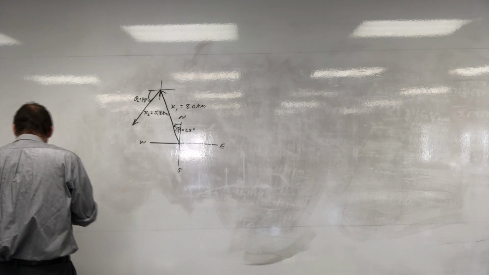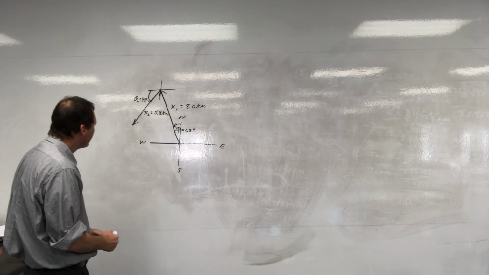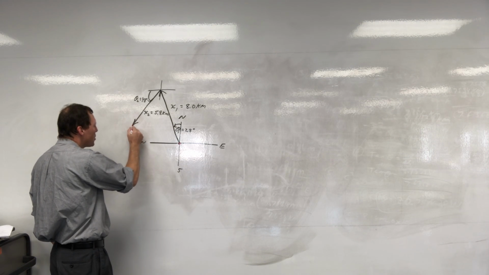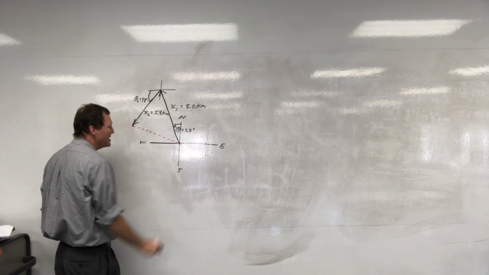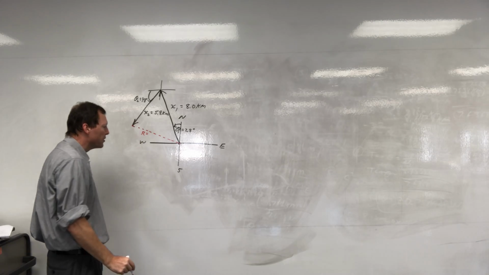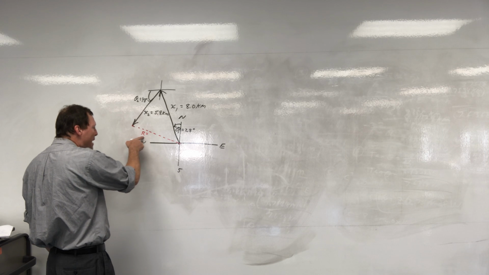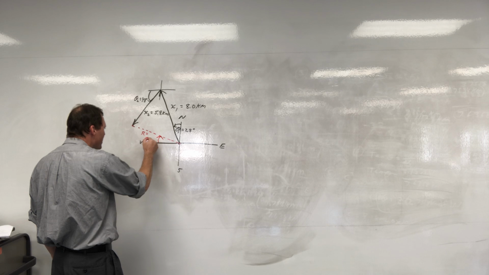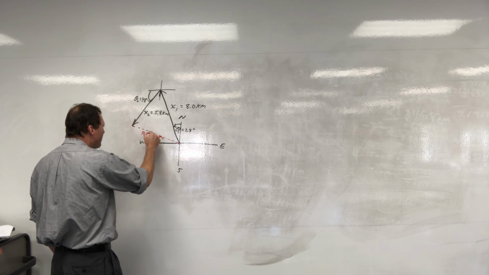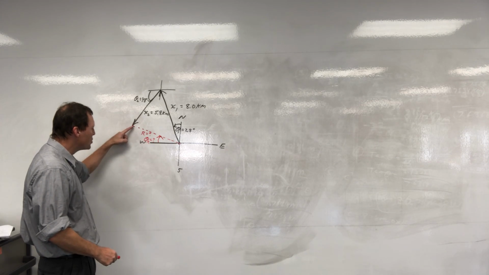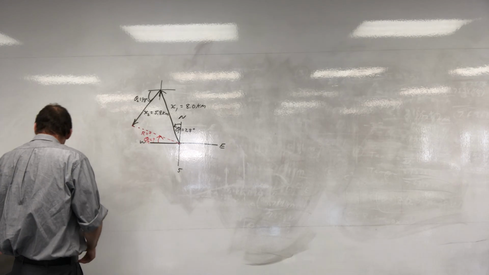Now those are my two vectors, and I want to add those together. This is where I started, and this is where I ended up. So I'm going to connect them up with a dashed line. That dashed line represents my resultant, and that's the magnitude. This is going to be my direction, theta sub r. I'm looking for both the magnitude and direction of that resultant. So that's step 1.